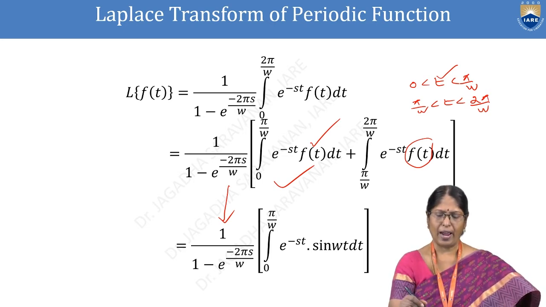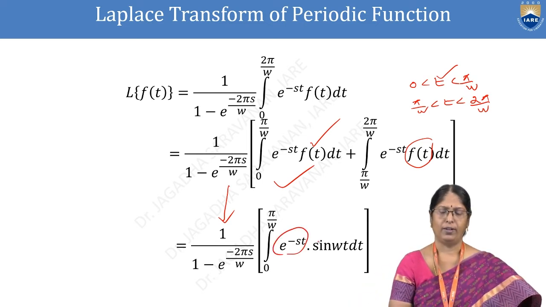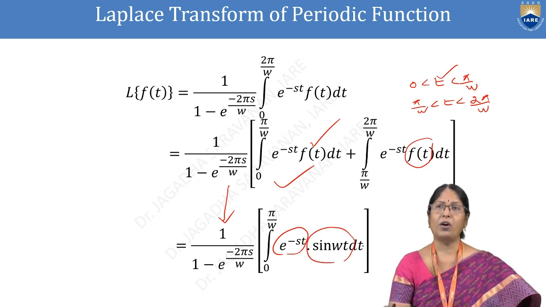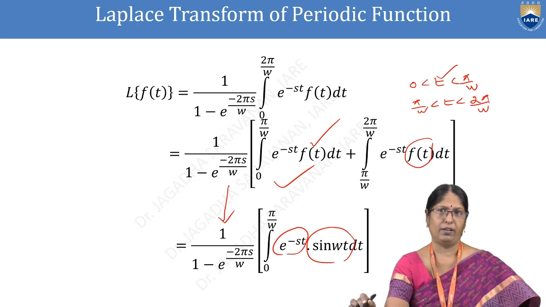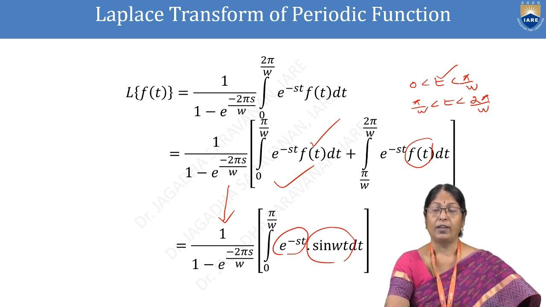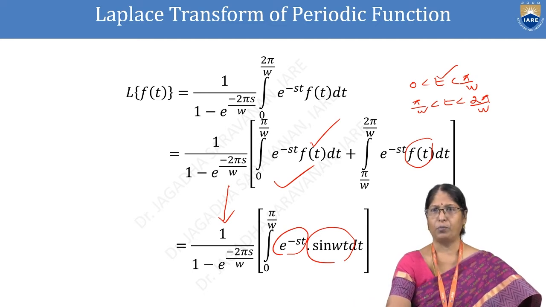Now, when we are looking at this integral, one is exponential, another one is trigonometry. Both combined, we have to do the integral. How to do the integral? If we do the integral by parts, it takes time. Instead, there is a formula available for the combination of exponential with trigonometry, and we can use it and save our time.